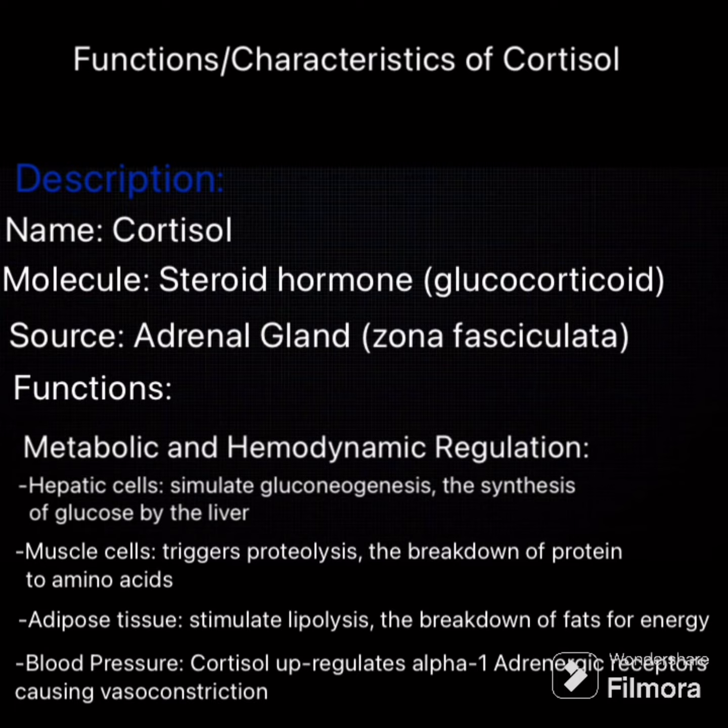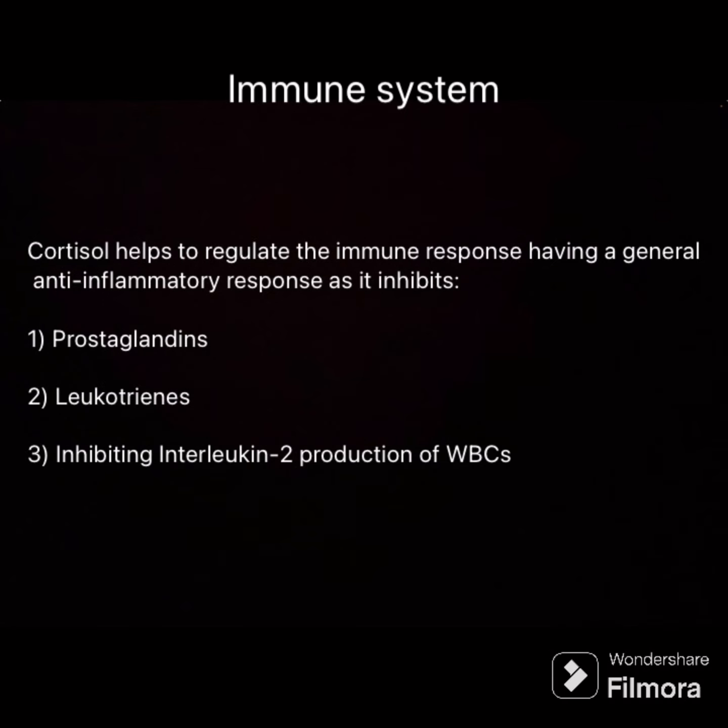so the breakdown of fats for energy. Cortisol also has some hemodynamic regulation, specifically with blood pressure. Cortisol will upregulate alpha-1 adrenergic receptors, causing vasoconstriction. There are other things cortisol does, but these are just some of the basics. Another fact about cortisol is that it acts as an anti-inflammatory towards the general immune system. It will inhibit prostaglandins, leukotrienes, and it will inhibit interleukin-2, which will reduce the production of white blood cells.